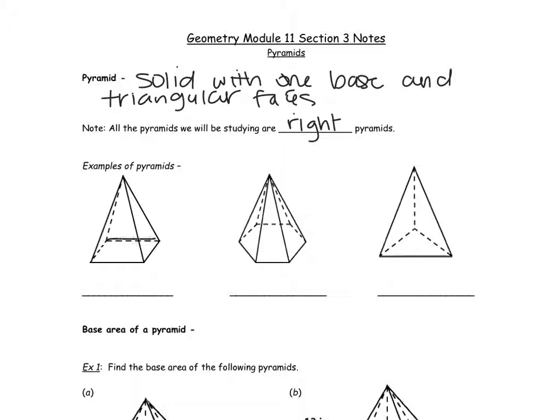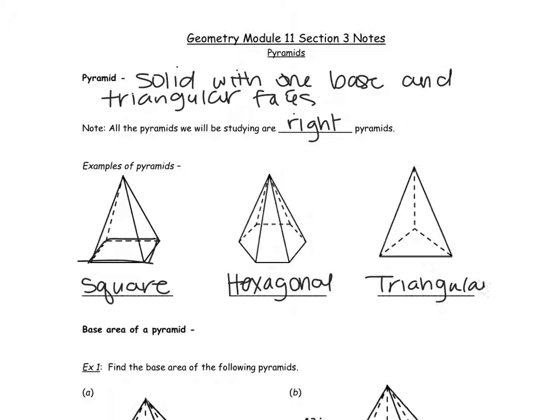So the way we name pyramids, same way we name prisms, is based on the base shape. So in this first pyramid, we have a square base, so it is a square pyramid. Our second pyramid has a hexagon as a base, so it is a hexagonal pyramid. And then our last pyramid has a triangle as a base, so it is a triangular pyramid. So the base shape determines the name of the pyramid, just like with prisms.